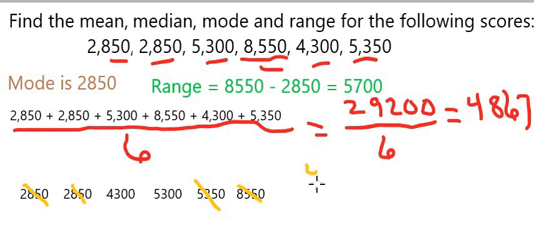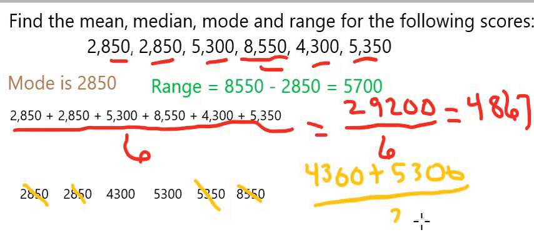So I'm going to do 4300 plus 5300 and divide that by 2. So 4300 plus 5300 is 9600, and then dividing that by 2 will give us 4800 for the median.